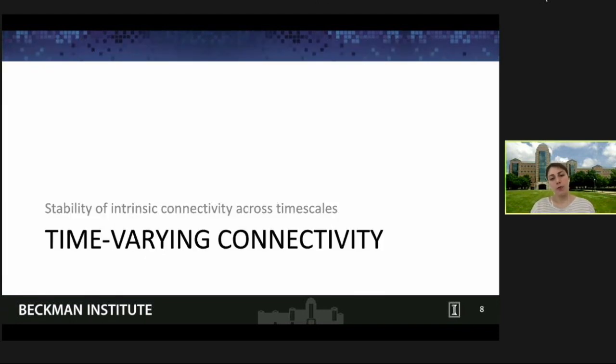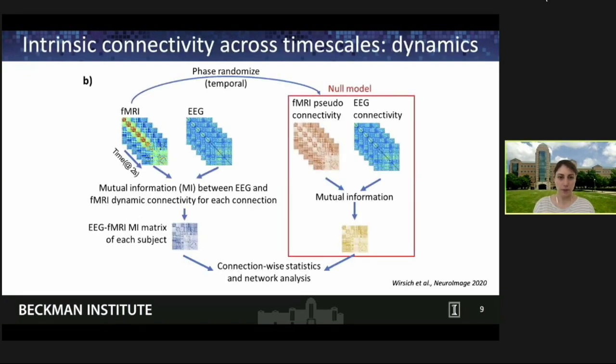And so all of what I've shown right now is related to functional connectivity as it's averaged across the entire recording. But many of you are aware of the discussion of time-varying dynamics in connectivity, so how functional connectivity changes over time. And what I'm going to show next is that even those changes, the temporal changes of connectivity, are related between fMRI and concurrently recorded EEG.